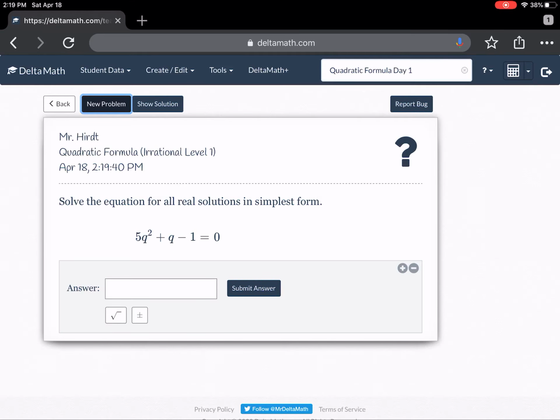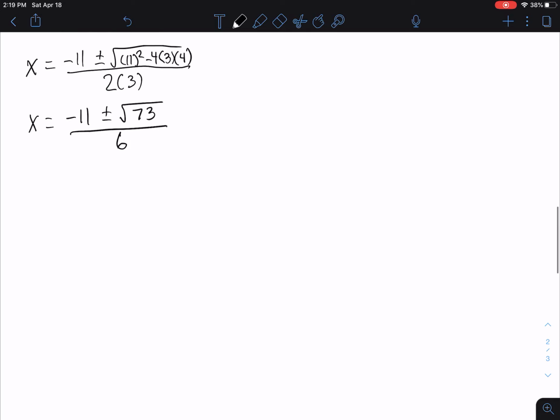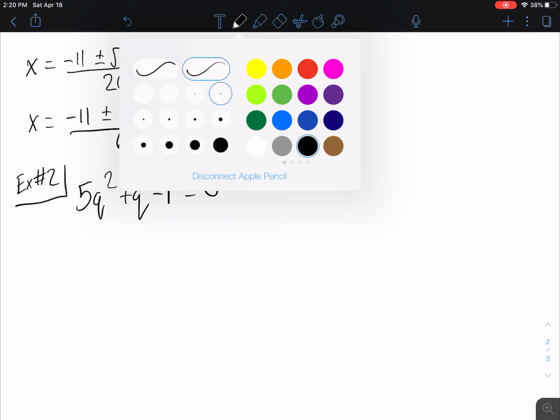Our new problem is 5q squared plus q minus 1 equals 0. You will notice here that it's already set equal to 0, so that's great news for us. Our next example, example number 2 from Delta Math, is 5q squared plus q minus 1 equals 0. I'm only going to have that first step of setting it equal to 0 if it's not already set equal to 0.